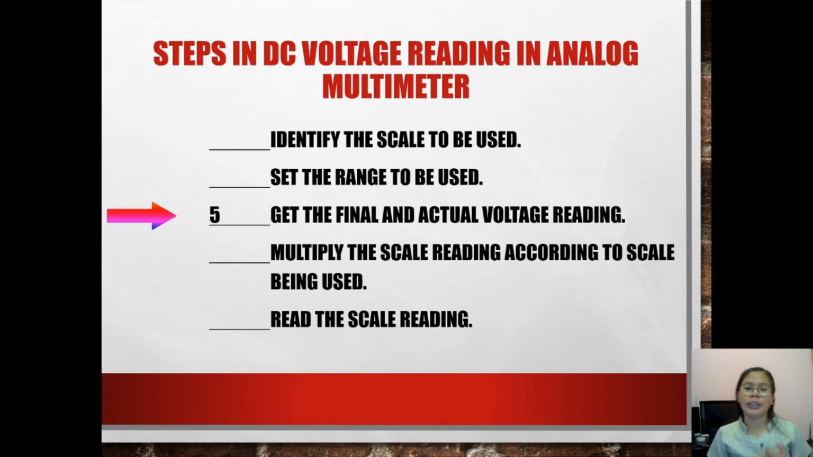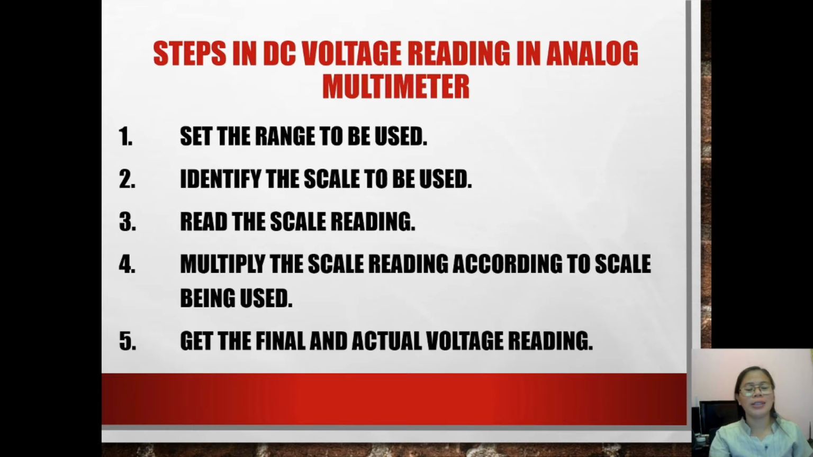So, after setting, identifying the scale, reading the scale, and multiplying, you are now at the final output, the actual voltage reading. So, that is the step in DC voltage reading in analog multimeter. So what are those steps?